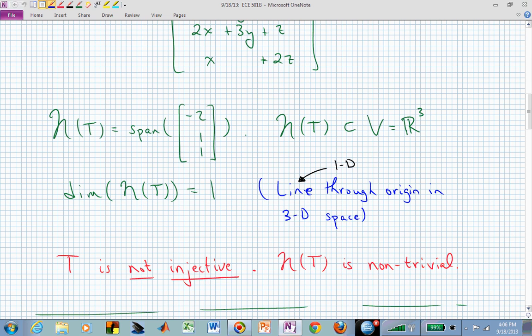That non-trivial null space is of dimension 1. And that dimension 1 null space is just a line, so it's a subspace. It's a line going through the origin. Null space is a subspace. We talked about that last time in our three-dimensional space.